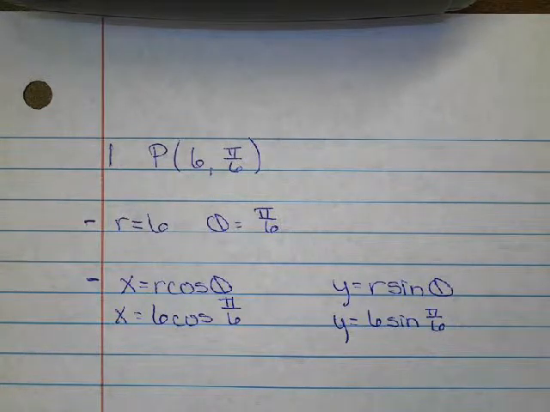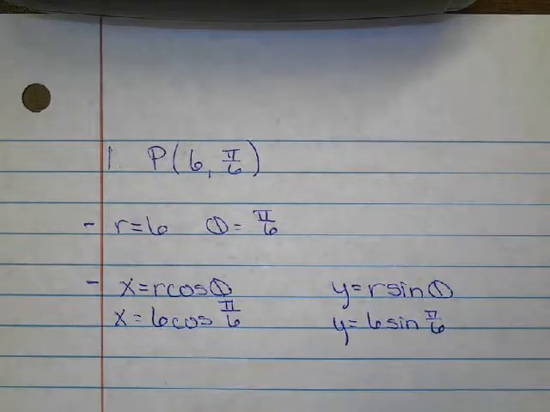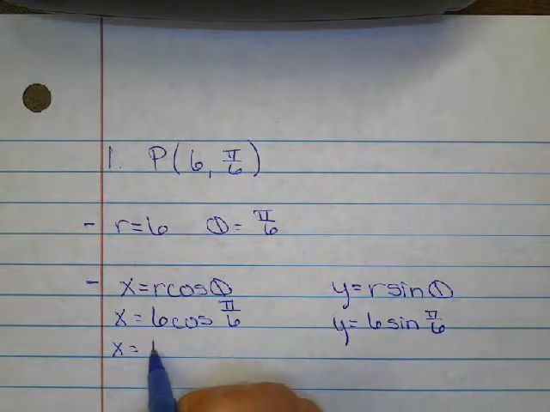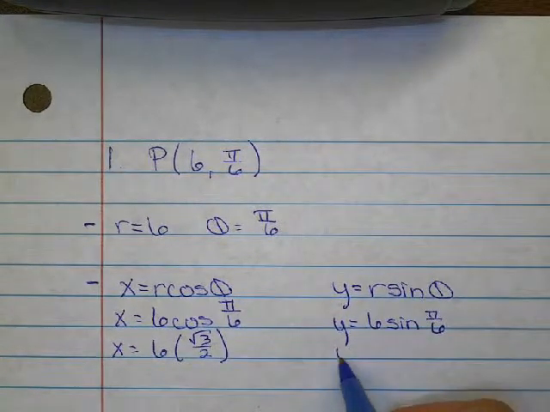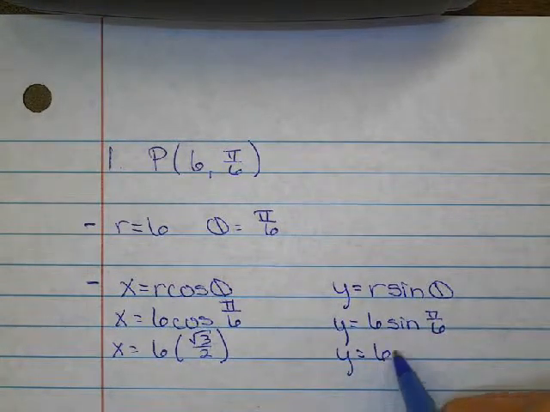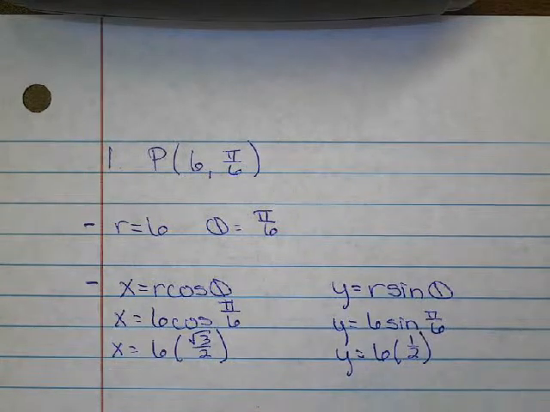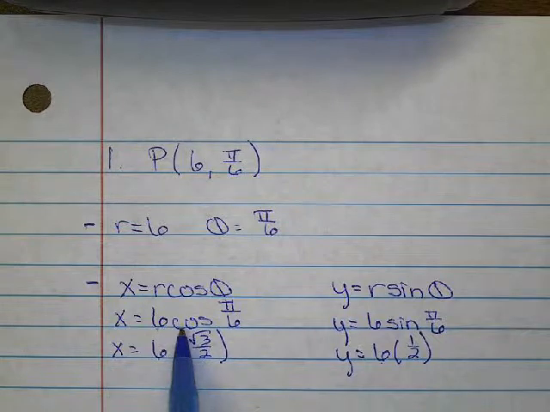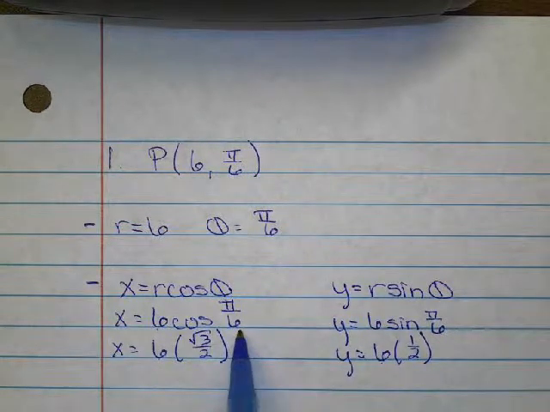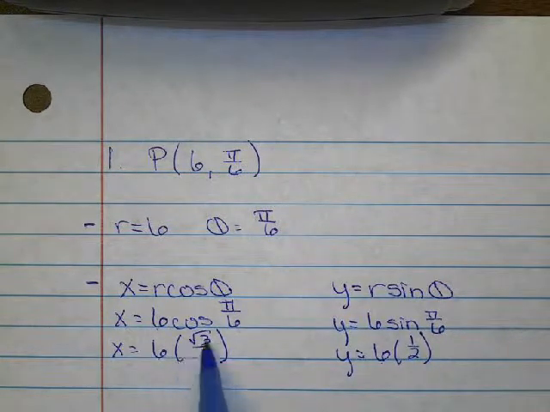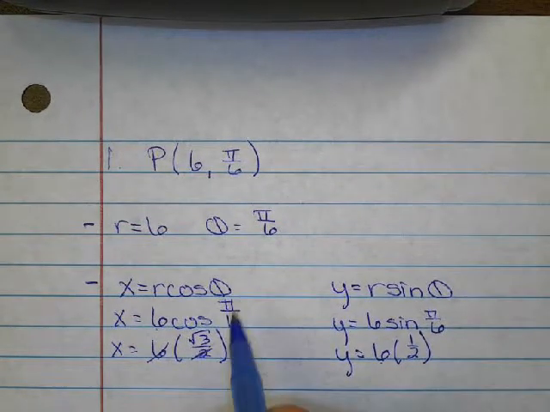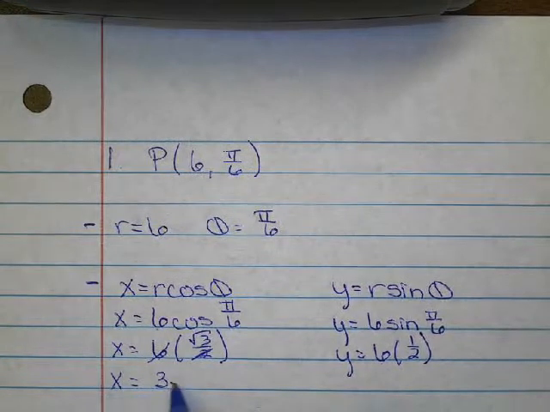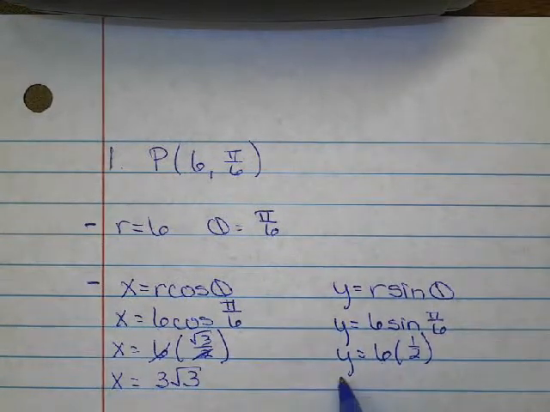So we go to our unit circle, and the cosine of pi over 6 is the square root of 3 over 2, and the sine of pi over 6 is 1/2. Notice I leave the 6 out here because it's 6 times whatever the cosine of pi over 6 is. So it's 6 times the square root of 3 over 2. Now this 6 and this 2 simplify to become just a 3. So x is 3 radical 3.